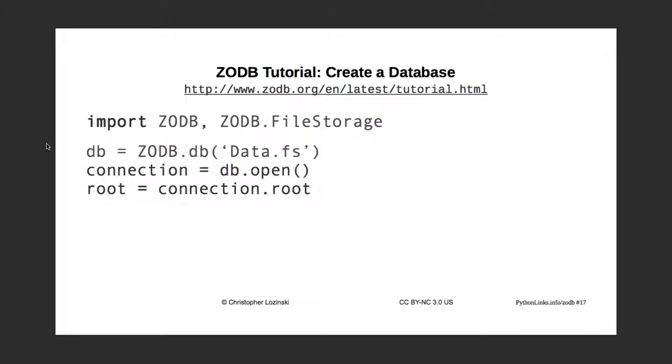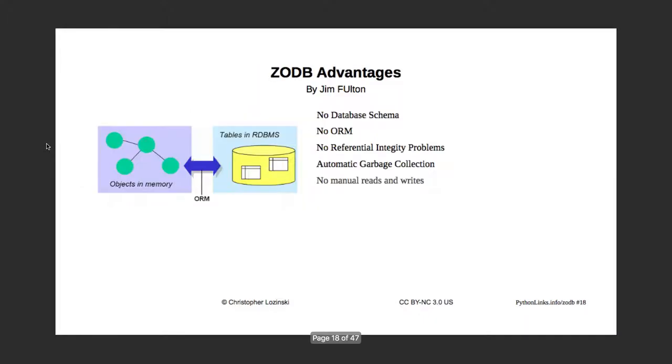And so you import the right libraries. You say, hey, let's go create me a database called data.fs, give me a connection to it, and give me the root objects. And then you can start operating on the root objects, adding stuff, having transactions. So this is way better than the traditional approach, because usually you have a relational database, and you have some object relational mapping, and then you have some objects in memory.